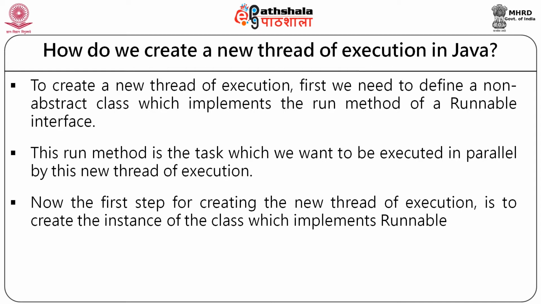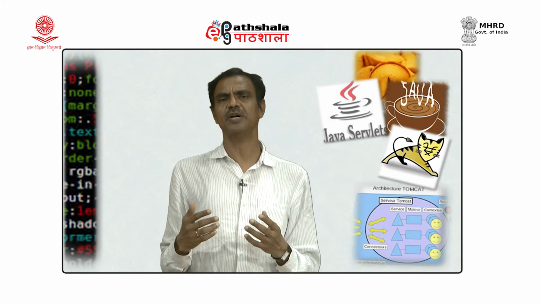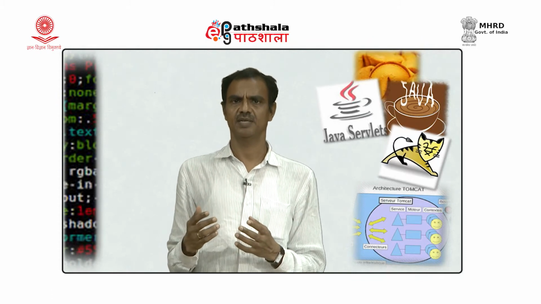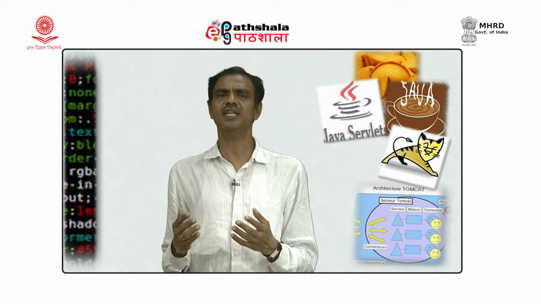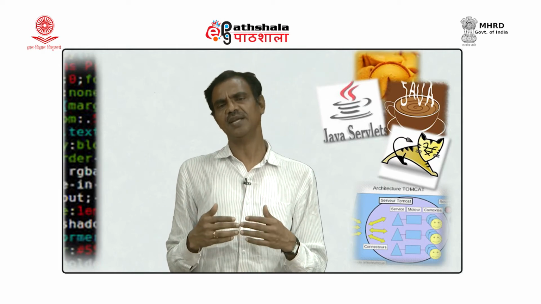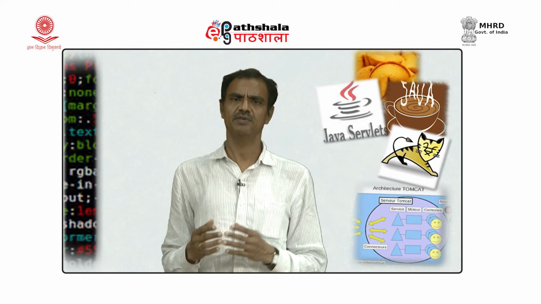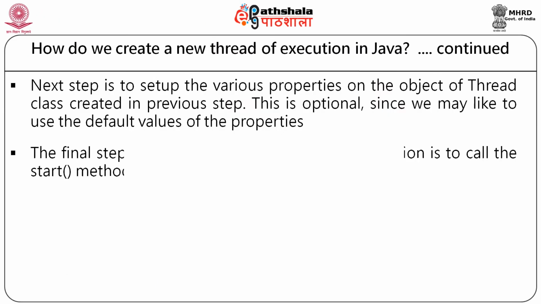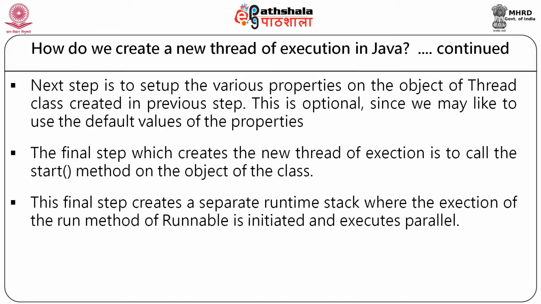The second step would be to create the object of Thread using this Runnable which we created in the earlier step, and then we set up the properties on the thread object. This step about setting up the properties is not compulsory, since we may go with the default initial values of those properties. And then the final step, the fourth step here, is to call the start method on the thread object. When we call the start method on the thread object, that is where the new thread of execution would be created. It would start in a new runtime stack where the thread of execution is then started.